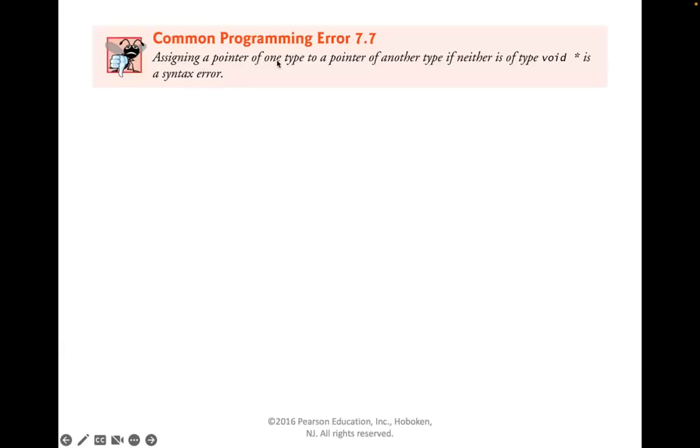So to assign a pointer of one type to a pointer of another type, if neither is of type void star, the syntax should be the same. As I said before, dereferencing a void star pointer is a syntax error.